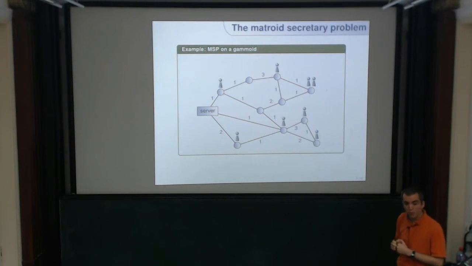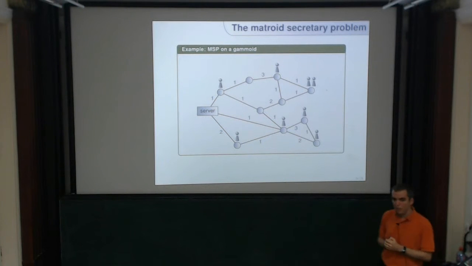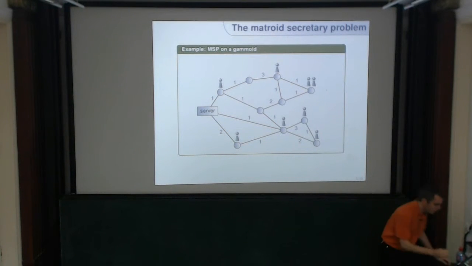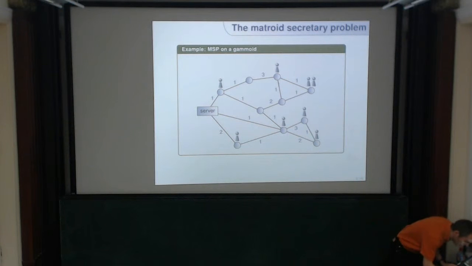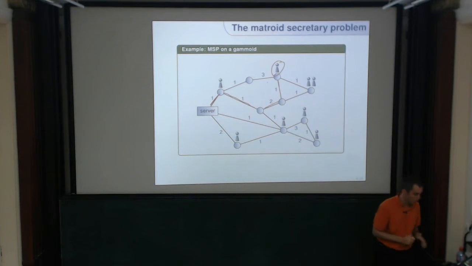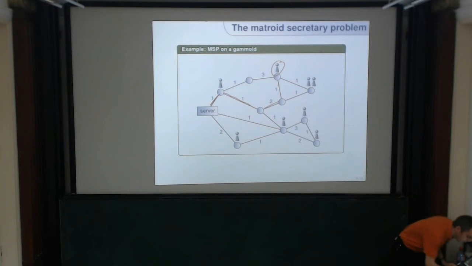The network has capacities on the edges, and connecting a client to the server is nothing else than creating a unit path from the client to the server. So this would be one way to connect that client. And you could, for example, also connect the client over here using this path here. There's a capacity of 1, but I can do that, for example.